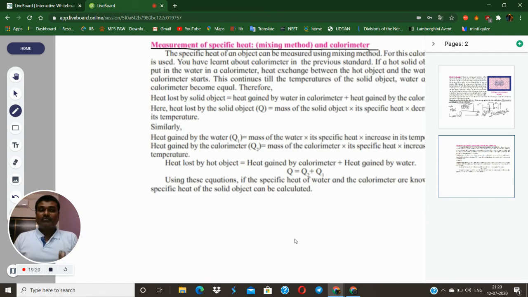Suppose we put water into the calorimeter and add any other material body into that calorimeter, and we do the activity. That is also a mixing method. So by using the mixing method we measure the specific heat, and for carrying out this process there is a requirement for one instrument, and that instrument is the calorimeter. So what is the calorimeter?